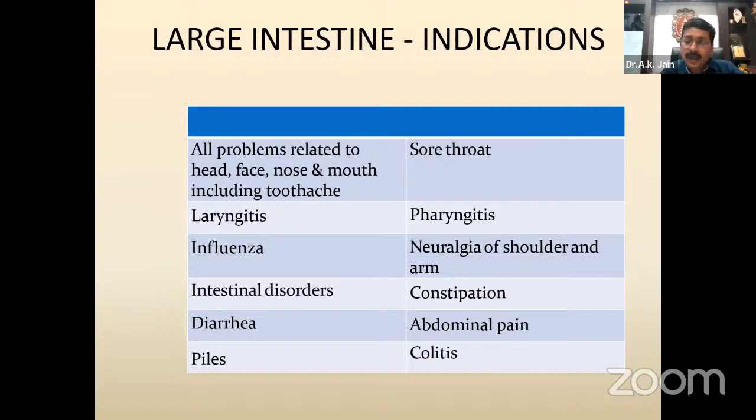And the main function of the large intestine is absorption, the absorption of our food. So commonly symptoms related to the large intestine are digestion related problems, diarrhea related problems, throat related problems, and constipation related problems.